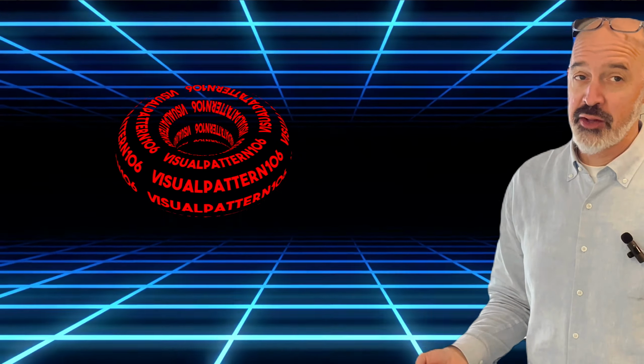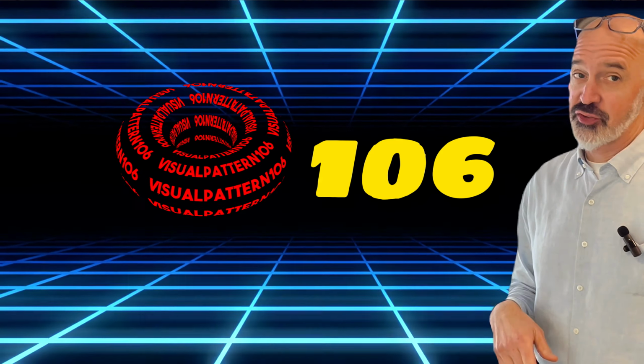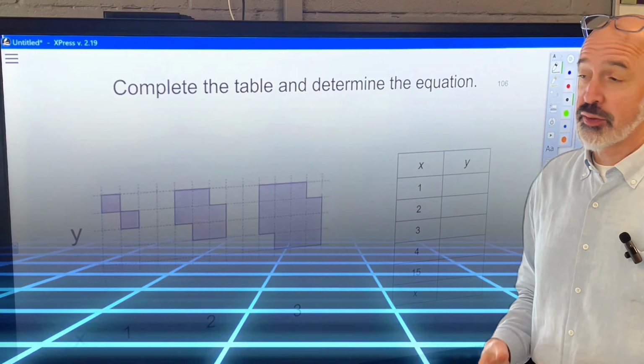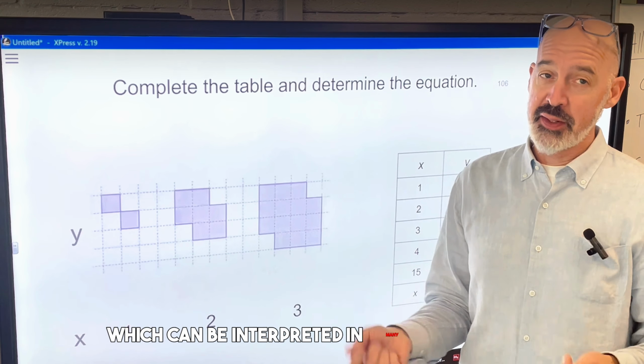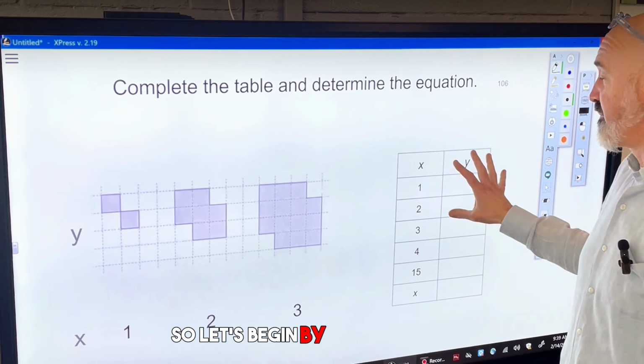Welcome back to Visual Patterns. This is pattern number 106, and it is a really cool pattern because it involves squares, which can be interpreted in many different ways. So let's begin by filling in the table.